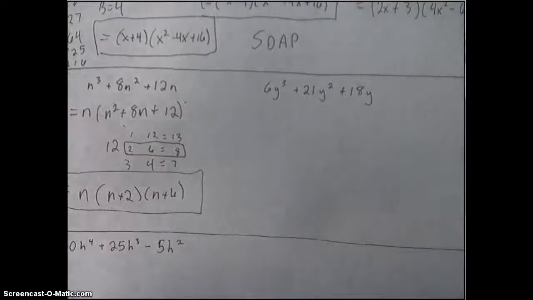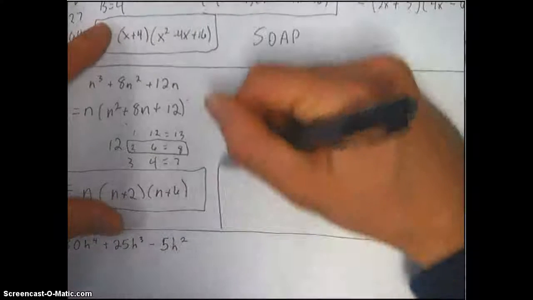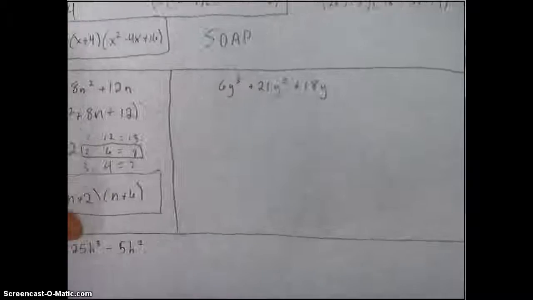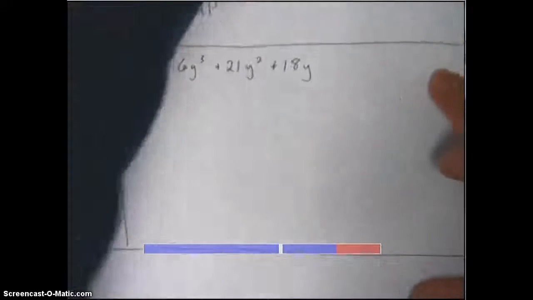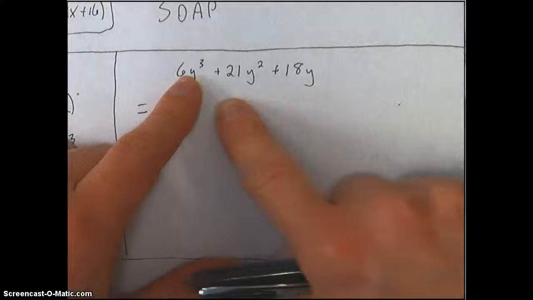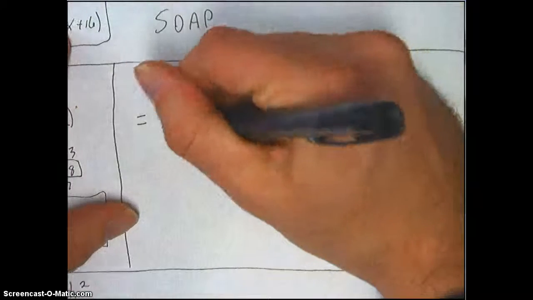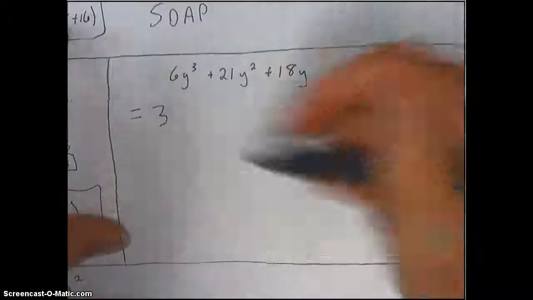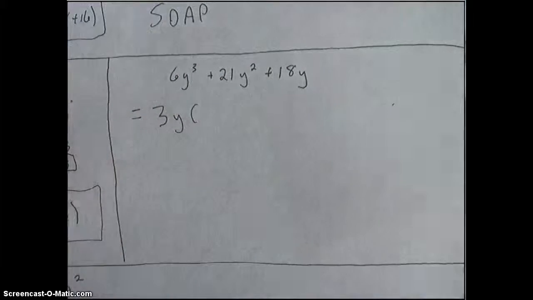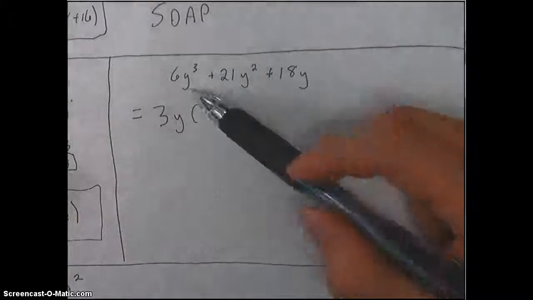And I'm thinking of greatest common factors. Well, I see that they all share a 3 as a factor, and they share a y. So I'm going to factor out that 3y.